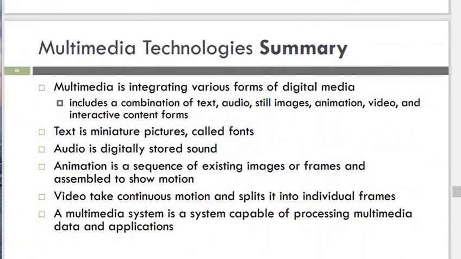To summarize, multimedia is integrating various forms of digital media. It includes a combination of text, audio, still images, animation, video, and interactive content forms. Text is made of miniature pictures called fonts, and audio is digitally stored sound. Animation is a sequence of existing images or frames assembled to show motion. Video takes continuous motion and splits it into individual frames. A multimedia system is a system capable of processing multimedia data and applications.